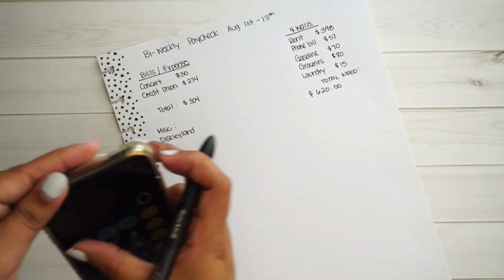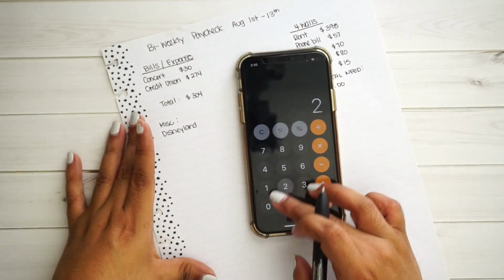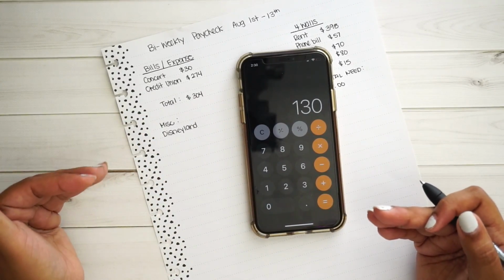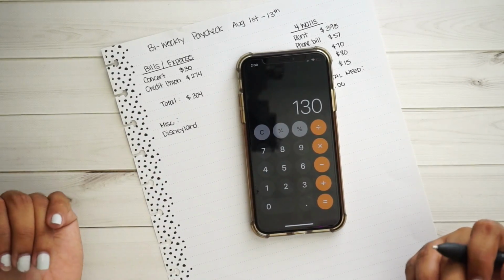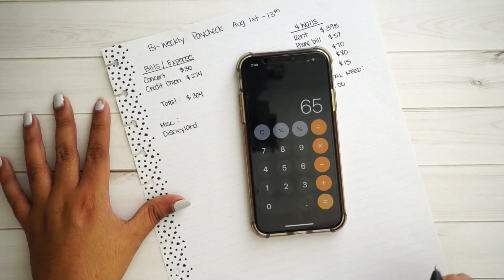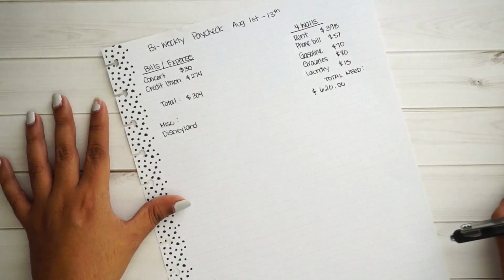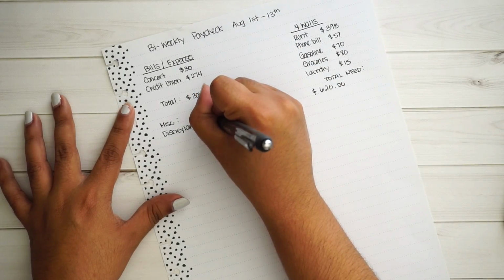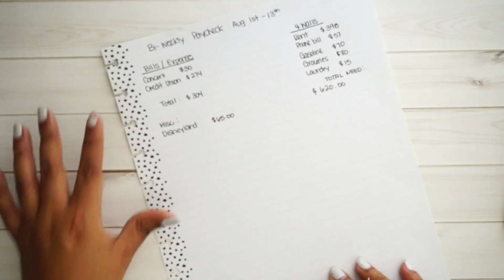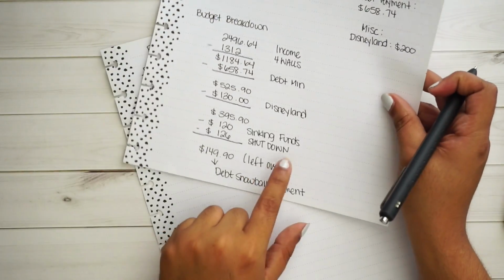Now I did say I had a $200 budget. I have saved $70, so I have $130 to fund behind. So I still have 2 paychecks to go. So if I divide it by 2, I need to take out $65 so I can be on track for those savings. So $65. The next thing I want to fund are my sinking funds.